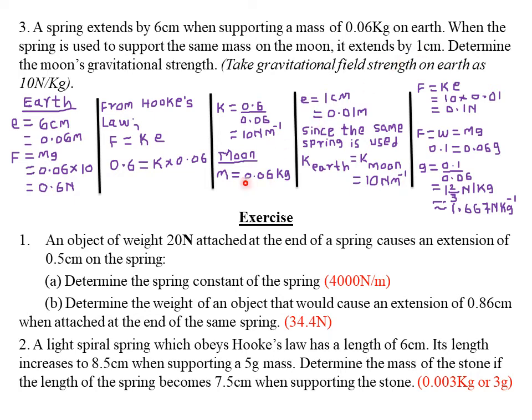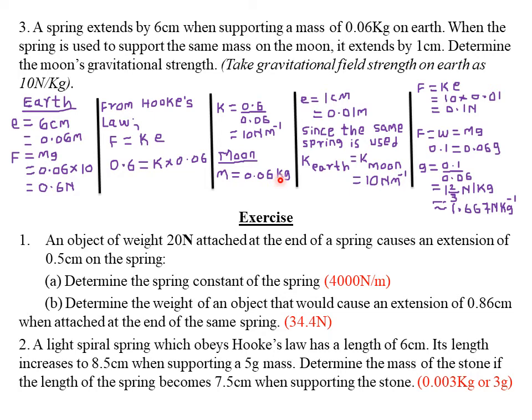On the moon, they are talking of the same mass, the same mass as that on the Earth. Remember earlier on we also said that mass is a constant. So whether you take it on the Earth or on the moon, it will still be the same value. Mass is constant everywhere. We learned that from, I think it was the topic of force. So the mass is still 0.06 kg.